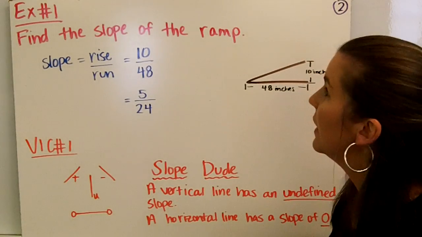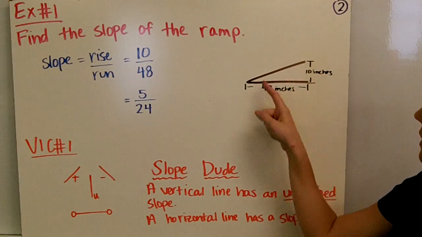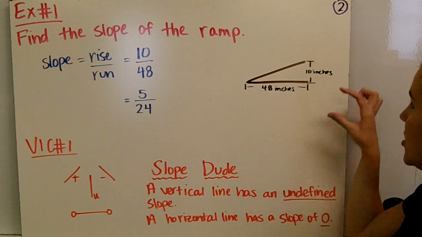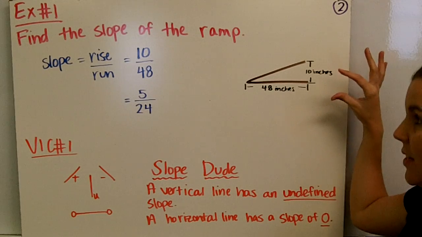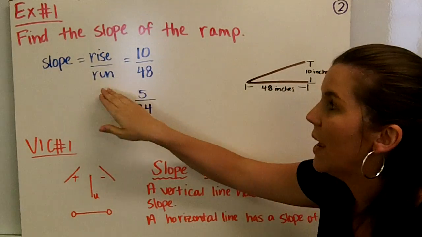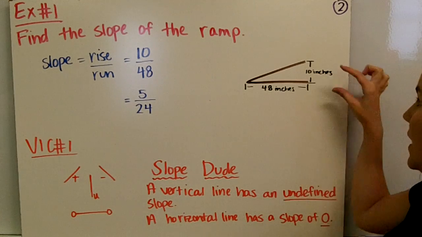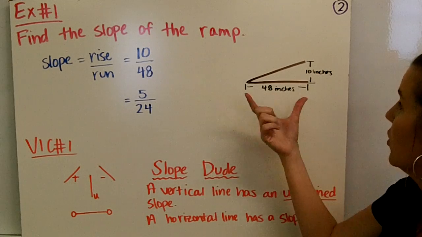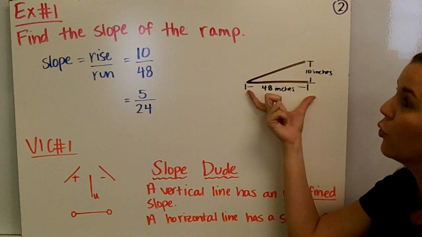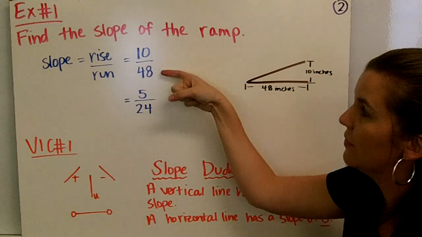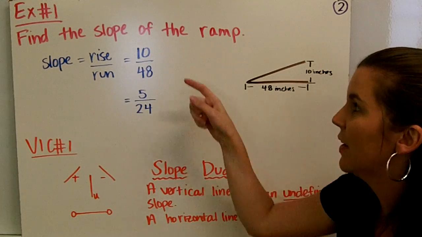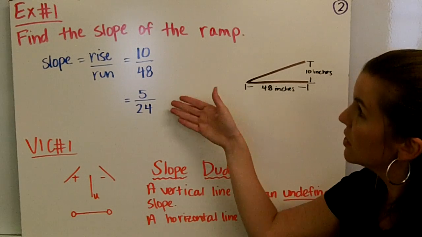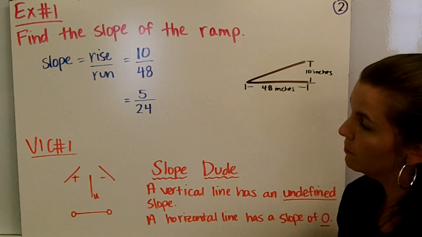Example number 1, find the slope of the ramp. So here I've drawn a ramp, and you can see that this distance is 48 inches, and this distance is 10 inches. Slope is the rise over the run. So it rises 10 inches, that number goes on top, and the run, that's how long it is, 48 inches, goes on the bottom. 10 divided by 48. Well, you can simplify this, divide both of them by 2, and you get 5 over 24. So the slope of the ramp is 5 over 24.